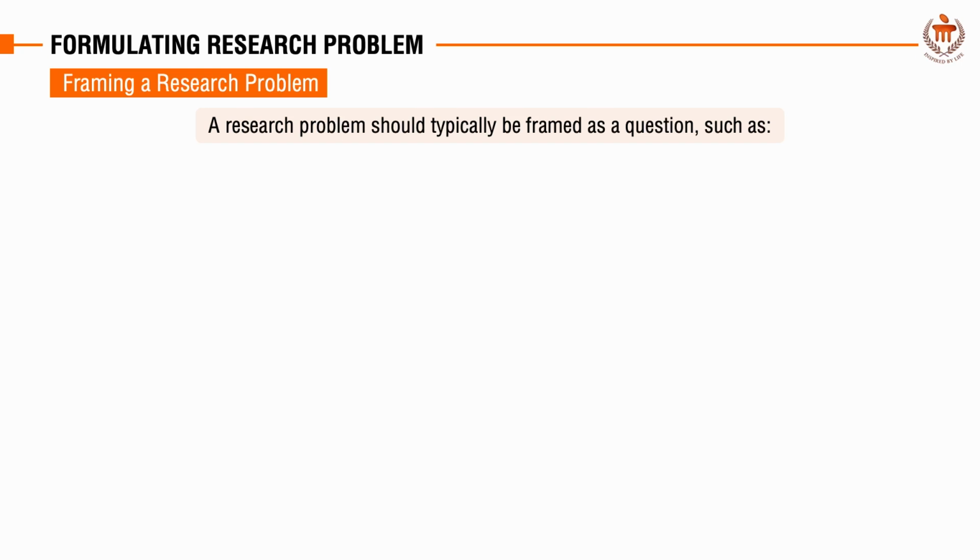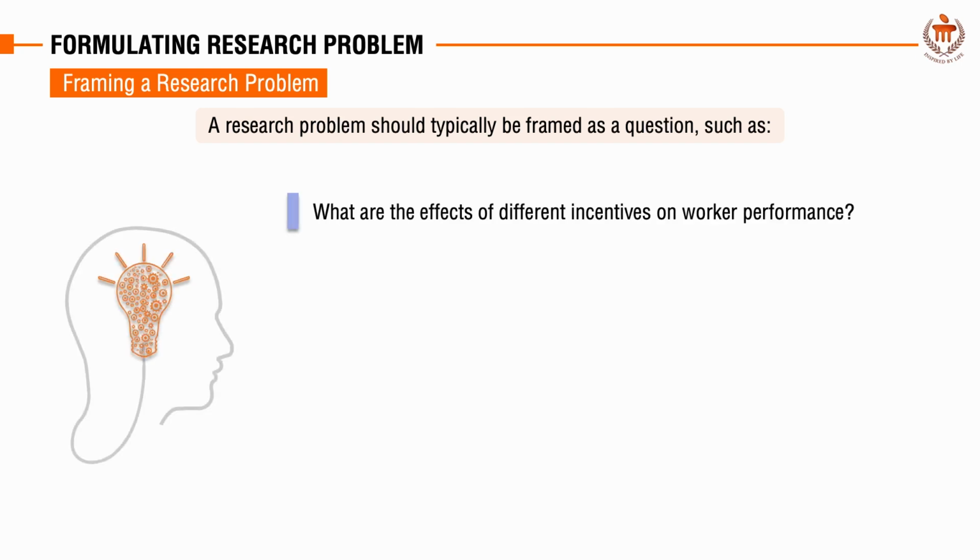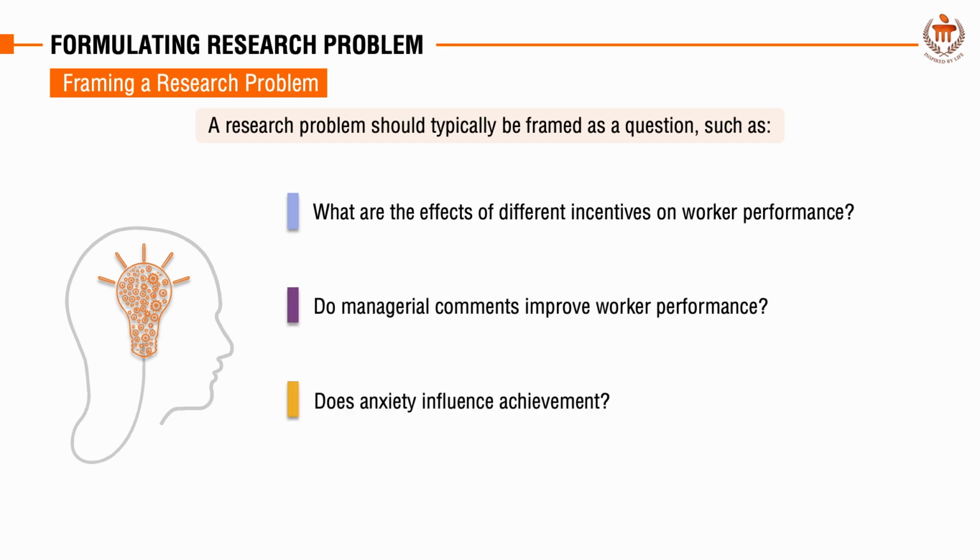A research problem should typically be framed as a question, such as what are the effects of different incentives on worker performance? Do managerial comments improve worker performance? Does anxiety influence achievement? Does the color of a variety affect its adoption level? The goal in these cases is to provide clear and evidence-based answers. Both the selection and articulation of the research problem are critical. A poorly defined problem can lead to confusion about the research's specific purpose.